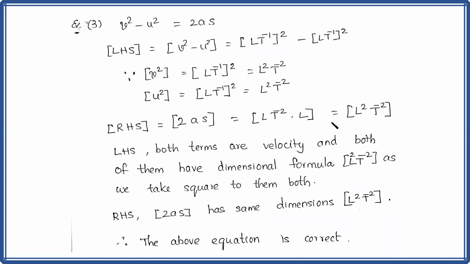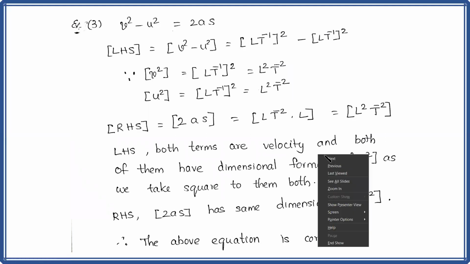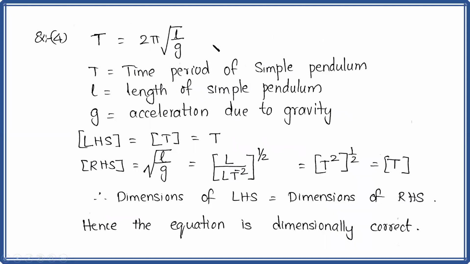So like that you can take so many examples. Another example I have taken is the time period of a simple pendulum, which is T equals 2 pi under root L by g. T is the time period of the simple pendulum, L is the length of the simple pendulum, and g is acceleration due to gravity.